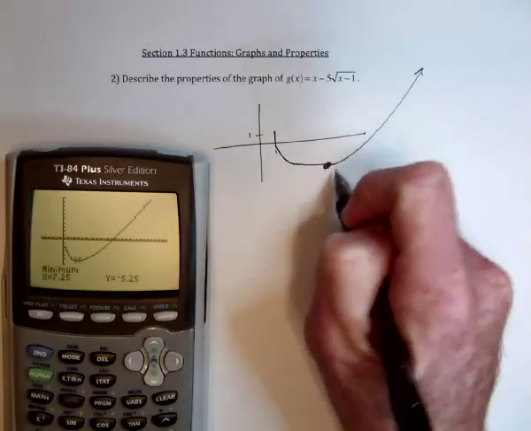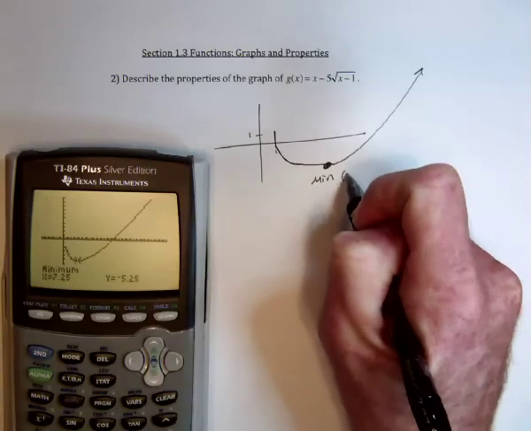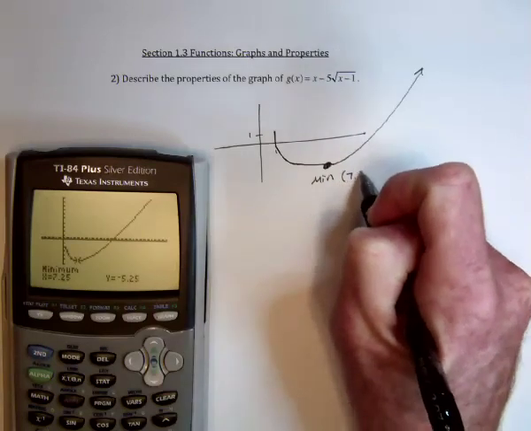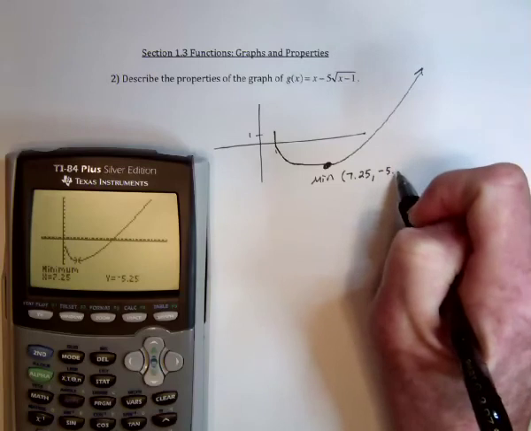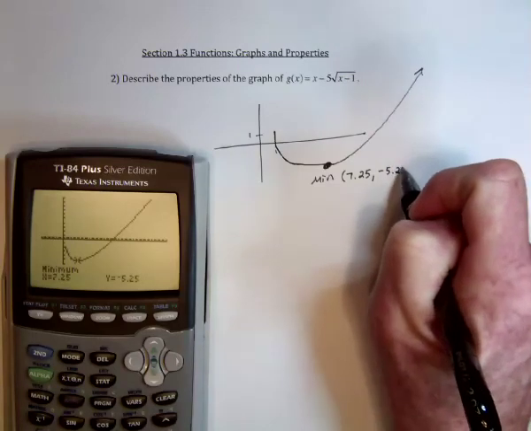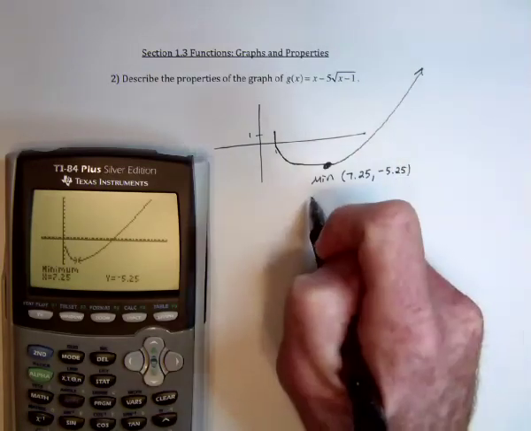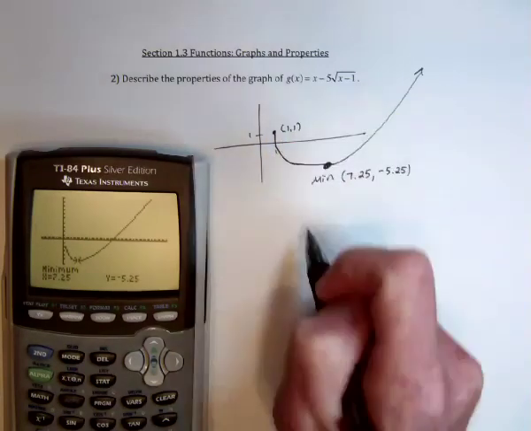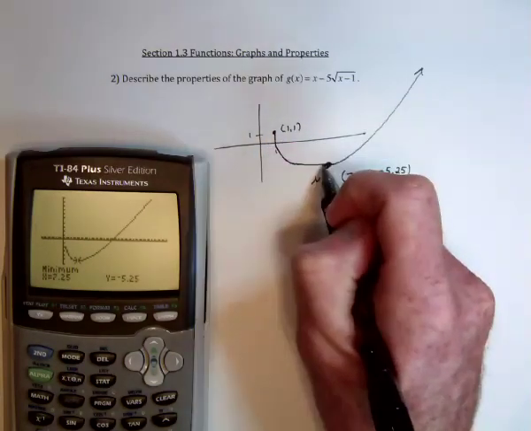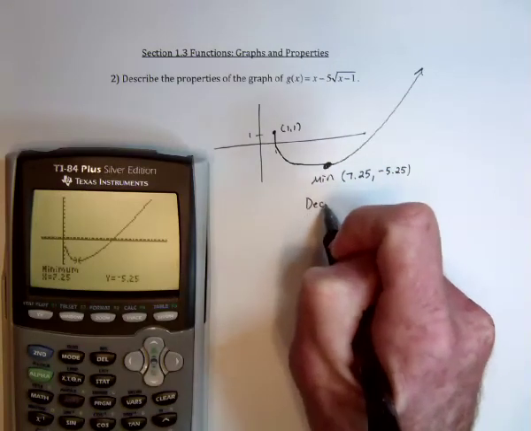So it's got a minimum at 7.25, comma negative 5.25. It begins at 1, comma 1. So it's decreasing in this area. So decreasing.